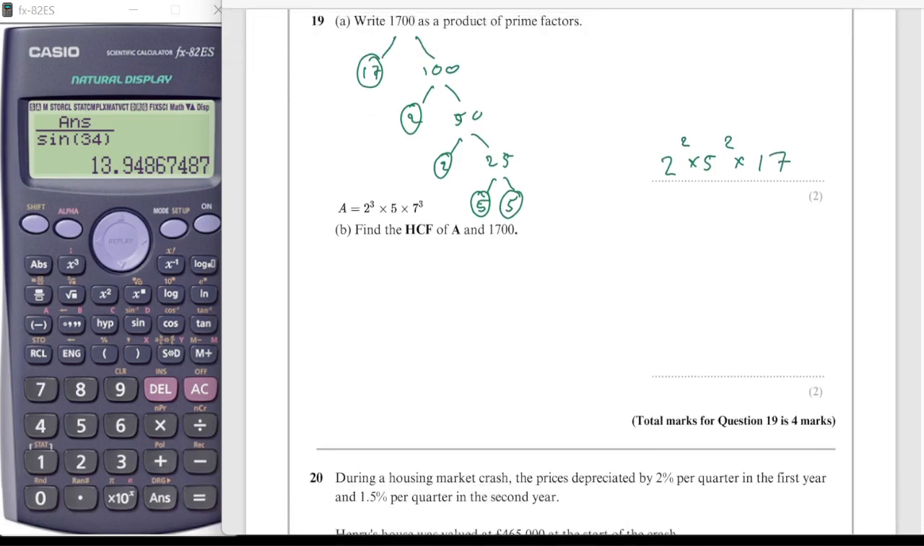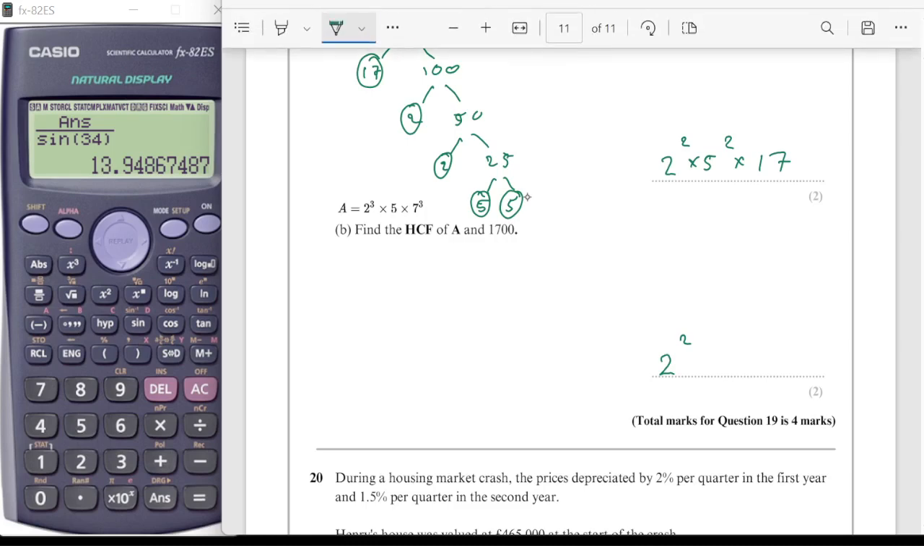Okay, find the highest common factor of A and 1,700. So these are common factors. Highest common factor, we've got 2's in common. We've actually got 2 squared in common. They've also got 5 in common. Actually, I'm writing that in the wrong place. So we've got 2 squared in common, and we've got a 5 in common. So that will be my highest common factor. So 4 times by 5, so we're looking at 20.